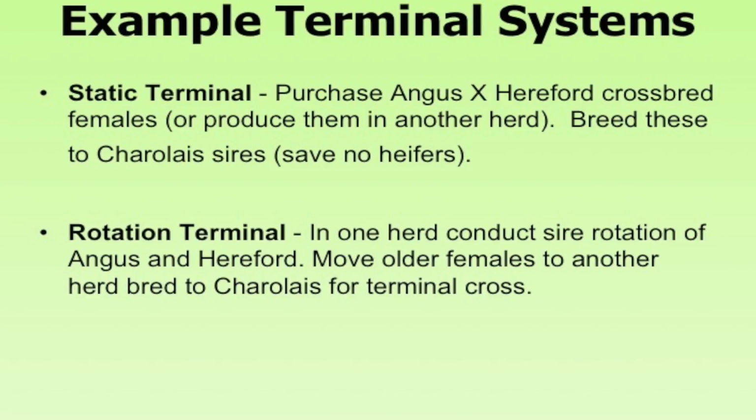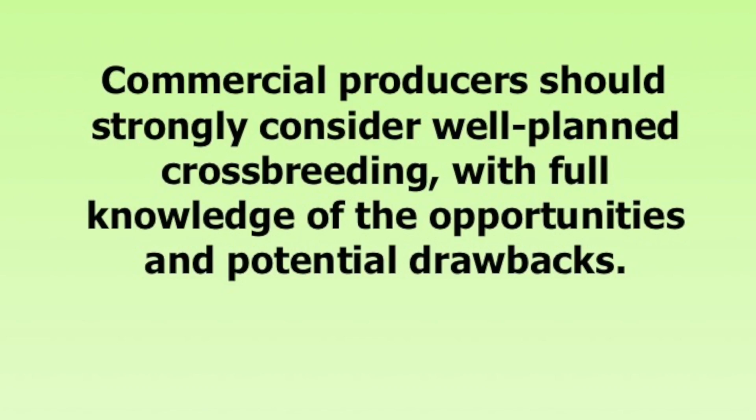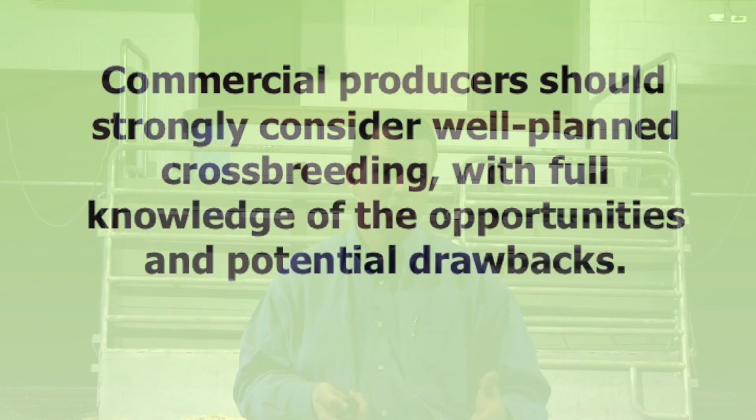Or it could be if you've got a Beefmaster herd, a herd that you retain as a composite Beefmaster straight bred. The mature females go into a terminal system where we use another terminal sire, maybe Angus or a continental breed or something like that, or Maine-Anjou. So commercial producers should strongly consider well-planned crossbreeding with full knowledge of the opportunities and drawbacks, because there's good and bad in all these breeds and how we influence and use them today.